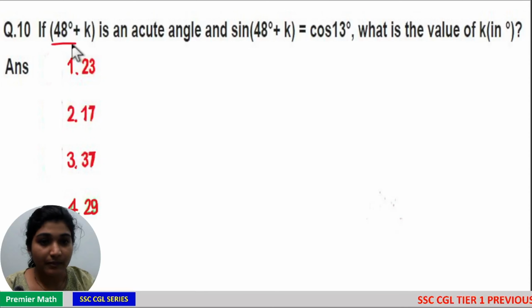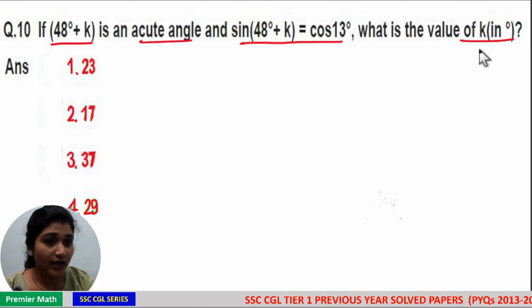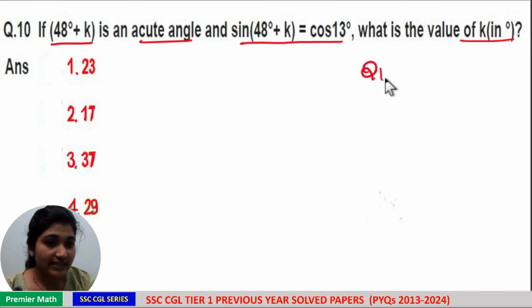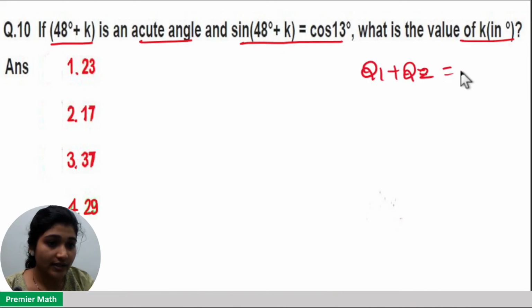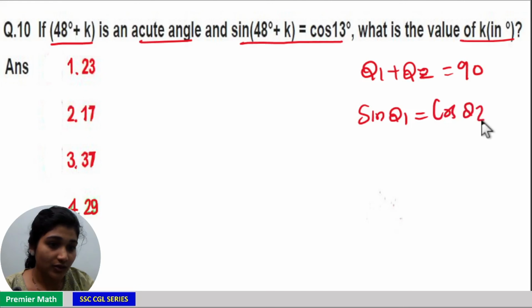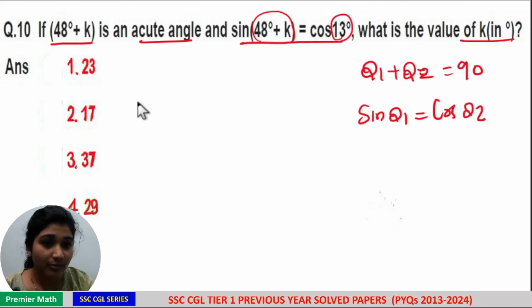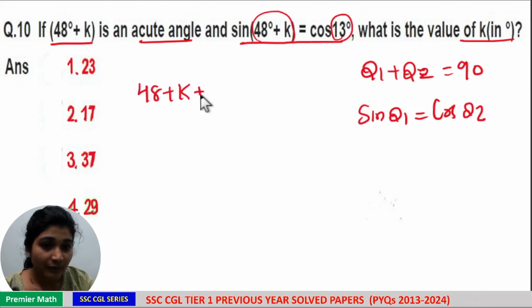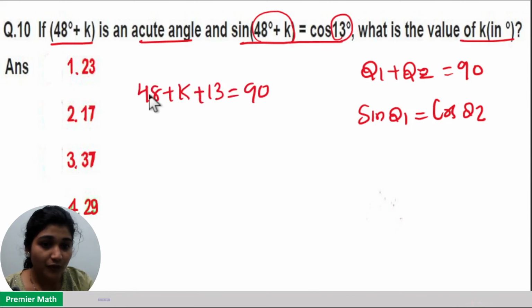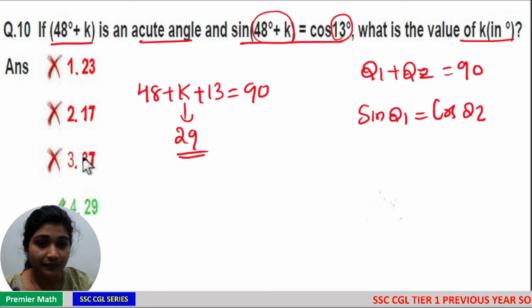If 48 plus k is an acute angle and sine of 48 plus k equals cos 13, then what is the value of k in degrees? Here we already know when theta 1 plus theta 2 is 90 degrees, sine theta 1 equals cos theta 2. Here sine of 48 plus k equals cos 13 means 48 plus k plus 13 should be 90. 48 plus 13 is 61, then k should be 29 degrees. Option 4 is your answer.